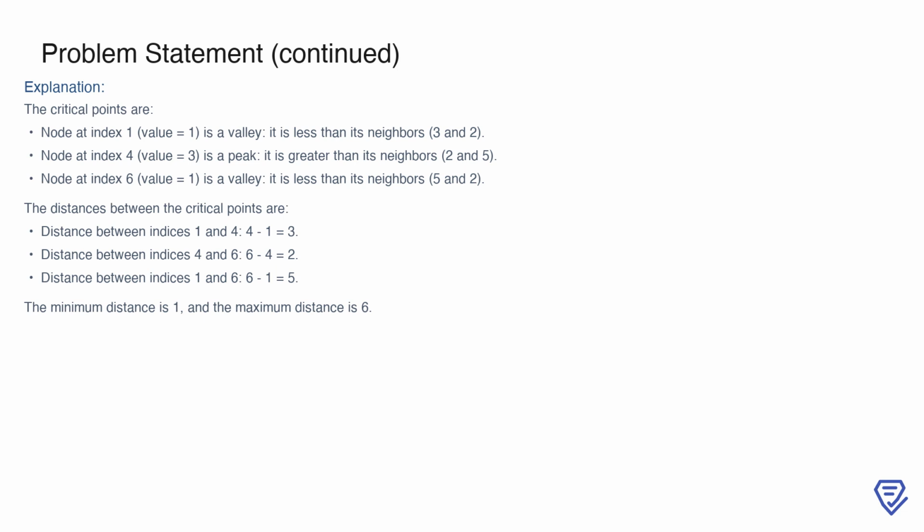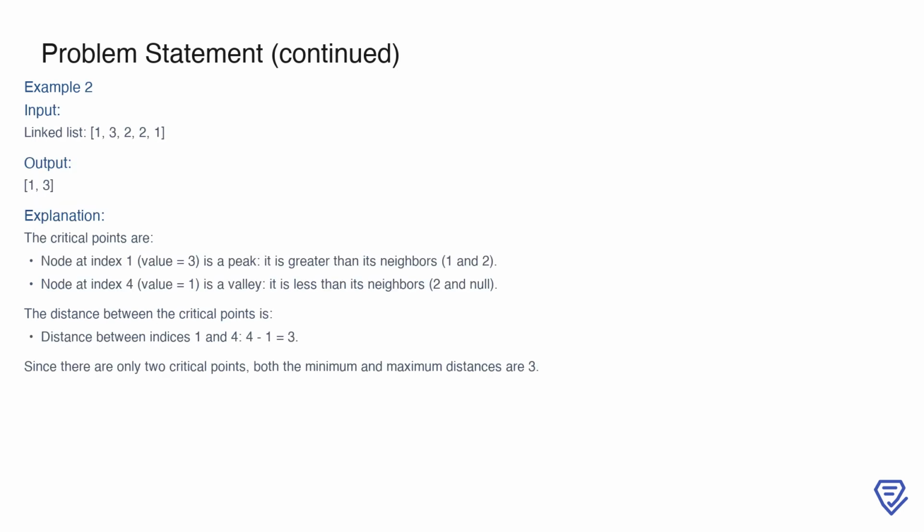Now, if we calculate the distances between these critical points, the difference between indices 1 and 4 is 3, the difference between indices 4 and 6 is 2, and the difference between indices 1 and 6 is 5. From these, the minimum distance is 1, and the maximum distance, which is measured between the first and last critical points, is 6. Now let's consider another example with the linked list 1, 3, 2, 2, 1.